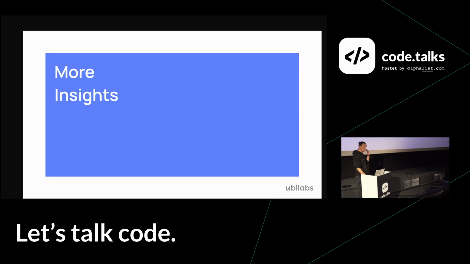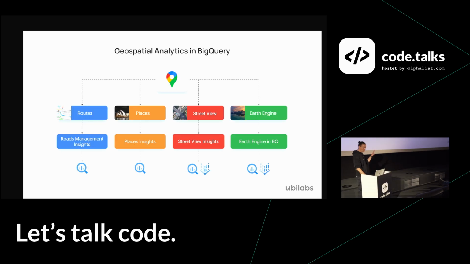Yeah, this is one of the first products and it's now GA, so you can use this. There are other parts of the Google Maps API that you can access from the data side. Routes is all the street information. Places is what we saw.